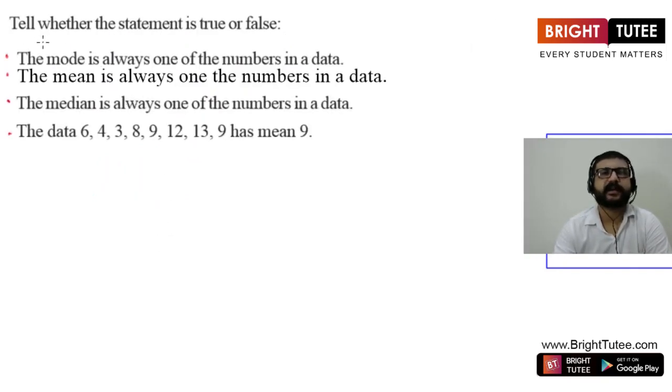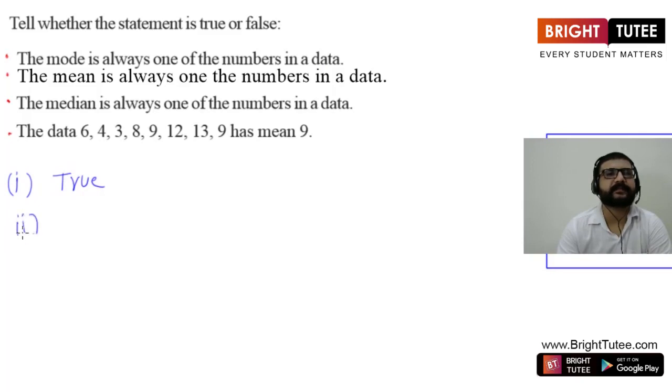The question is, tell whether the statement is true or false. The first statement is, the mode is always one of the numbers in a data. We have to tell whether the statement is true or false. Now as we know, mode is the most frequent observation, or it is the observation which occurs most number of times in the data. So therefore it will be always one of the numbers in a data. Hence the given statement is true.